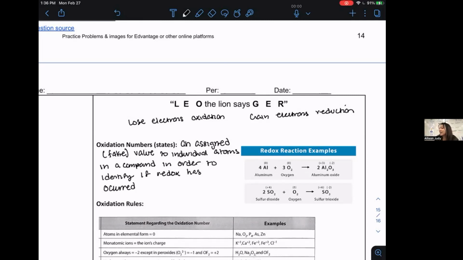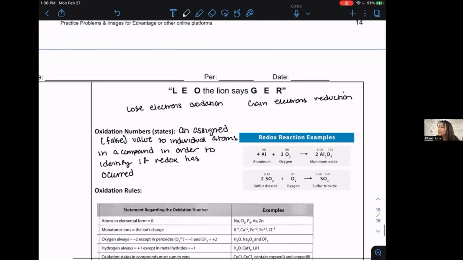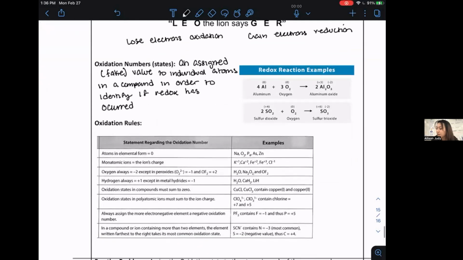Okay, in order to see if a redox has occurred. So this is super fun because here's your new rules that you have to memorize.